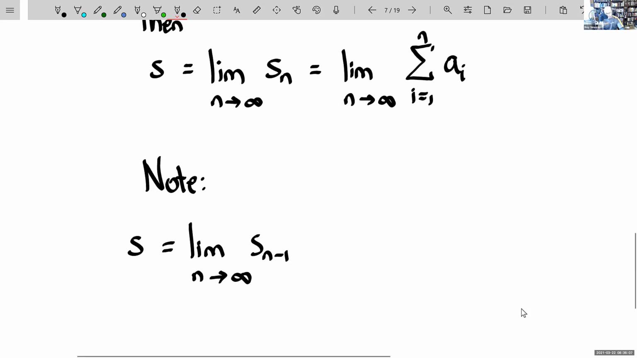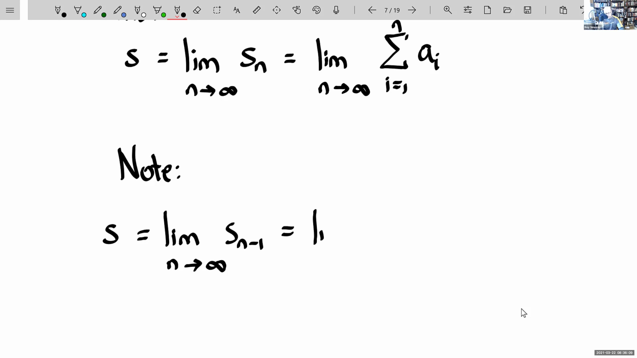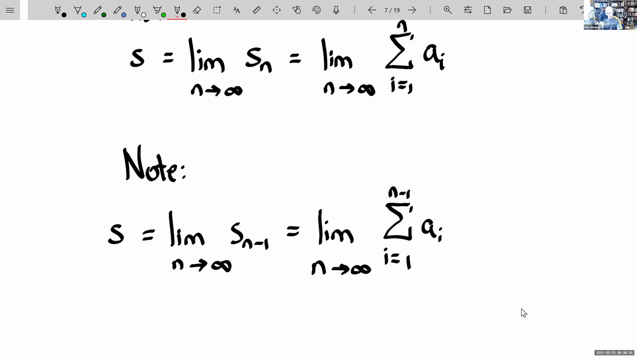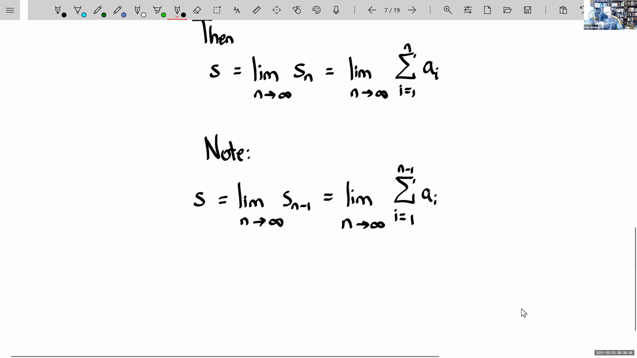And by the way, I'm going to write it this way: the limit as n goes to infinity of the summation i equals 1 to n minus 1 of a sub i. That's just me filling that in.